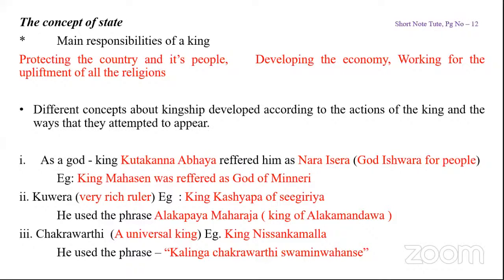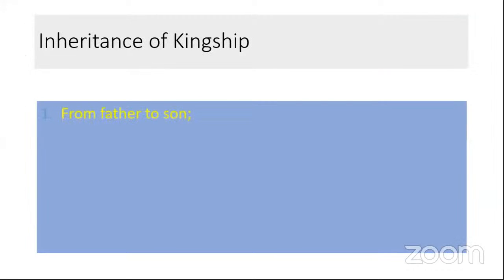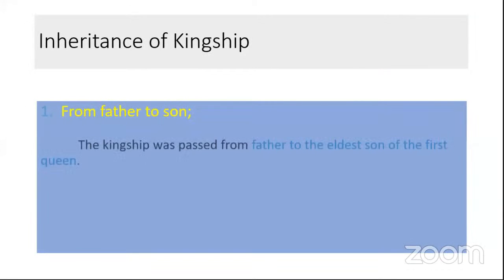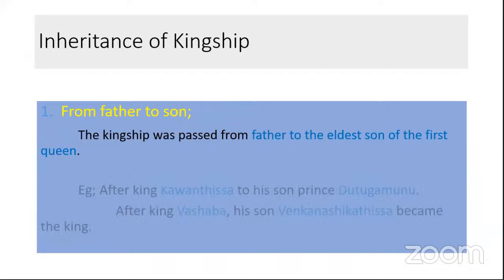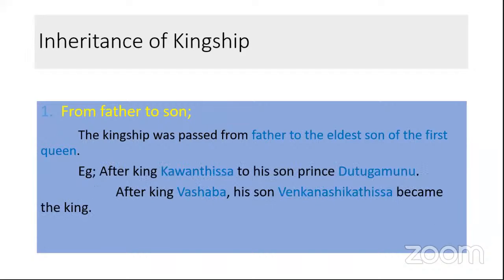Okay, now we can move on to the next slide. Inheritance of kingship. There are two methods to inherit the kingship in Sri Lanka. From father to the son: father to the elder son of the chief consort, the first queen, the queen that the king marries at the coronation. So her first son is given the kingship. What are the two examples? King Kavantisa gave the kingship to his elder son, Tutugamunu, and King Vasabha gave the kingship to his son, Venkanasikatisa.